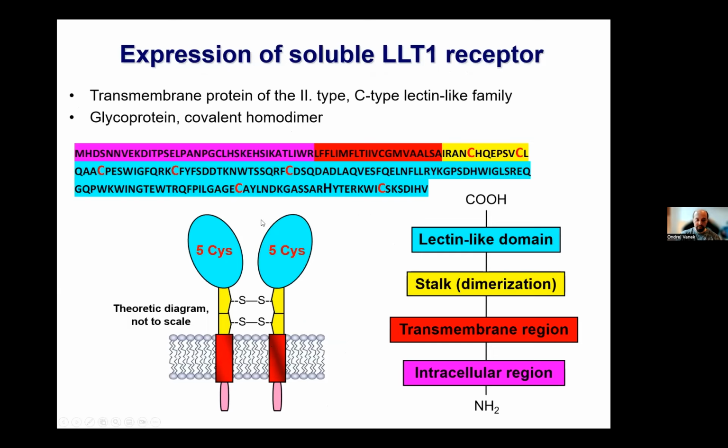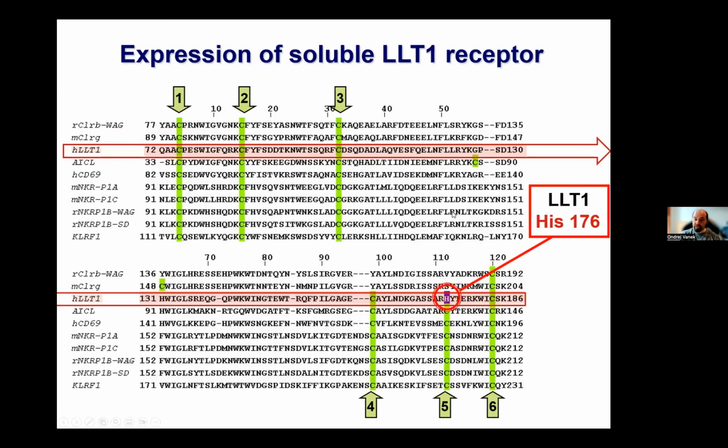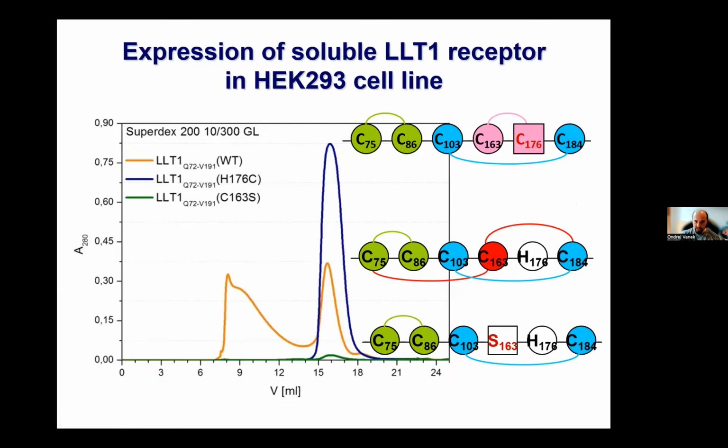It should form a disulfidic dimer. And the ectodomain, the binding-competent domain, possesses five cysteine residues. When we align similar sequences, we noticed that one of the six conserved cysteine residues is missing. So position 167 in the wild type is replaced by histidine.